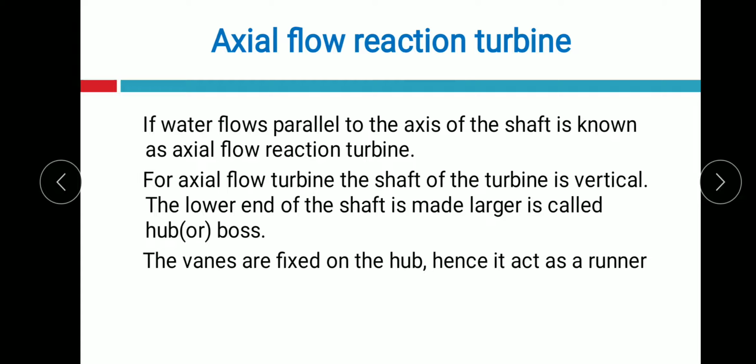Coming to the axial flow reaction turbine, if water flows parallel to the axis of the shaft, it is known as axial flow reaction turbine. For an axial flow turbine, the shaft of the turbine is vertical, and the lower end of the shaft is made larger, which is called the hub or boss. The vanes are fixed on the hub, hence the hub acts as a runner.